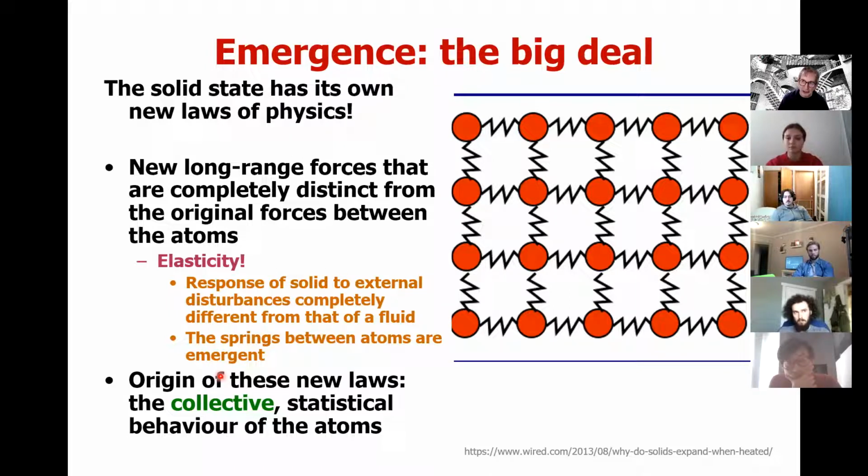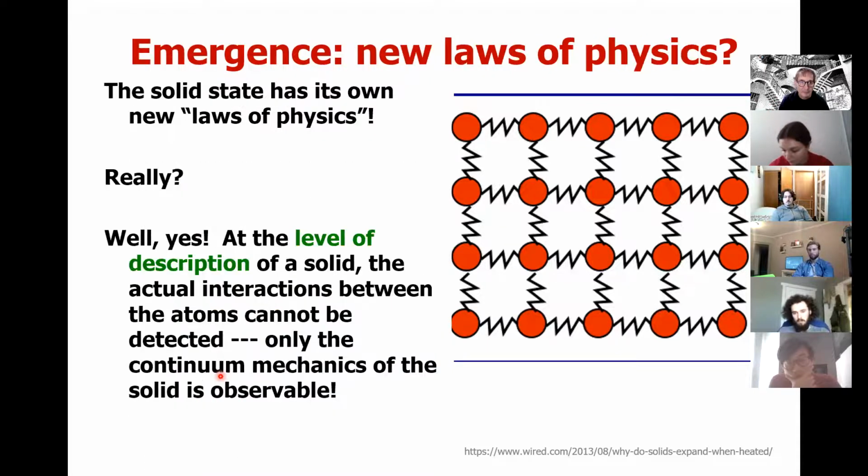So the solidness of a piece of rubber is something that has emerged from the collective statistical behavior of the underlying level of description, the polymer chains. So when we say that emergence leads to new laws of physics, and I say the solid state has its own new laws of physics, are they really new laws of physics? And I would say absolutely they are, because at the level of description of a solid, the actual interactions between the atoms cannot be detected. Only the continuum mechanics of the solid is observable.